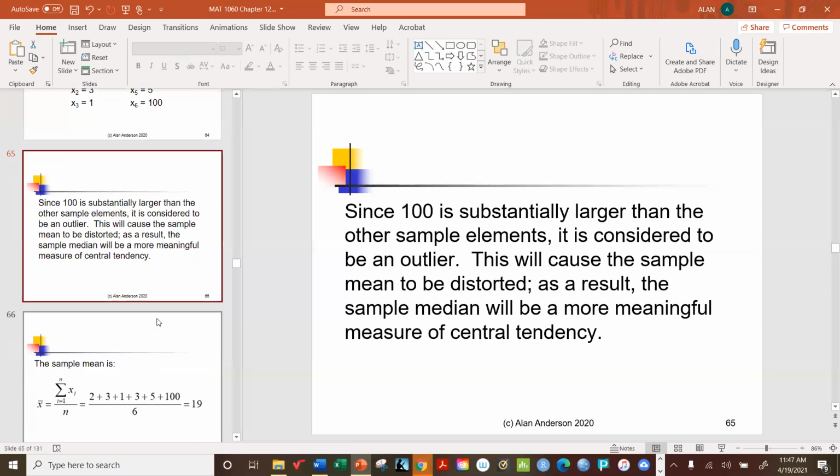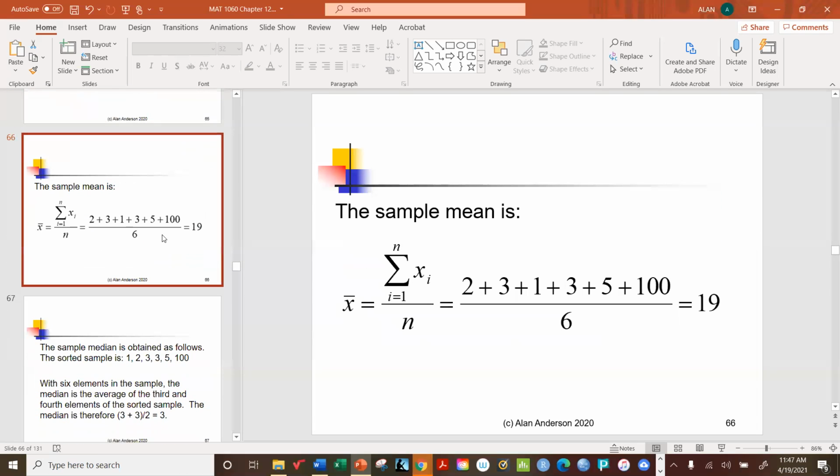All right, so here's the mean. Now look what happened. Because of that one huge number, the average is 19. Now that's not a very good measure of central tendency. Why? Because it's larger than almost all the elements except for one, and it's much smaller than that outlier. So in this case, the mean is not very meaningful, is it? It's very heavily distorted.